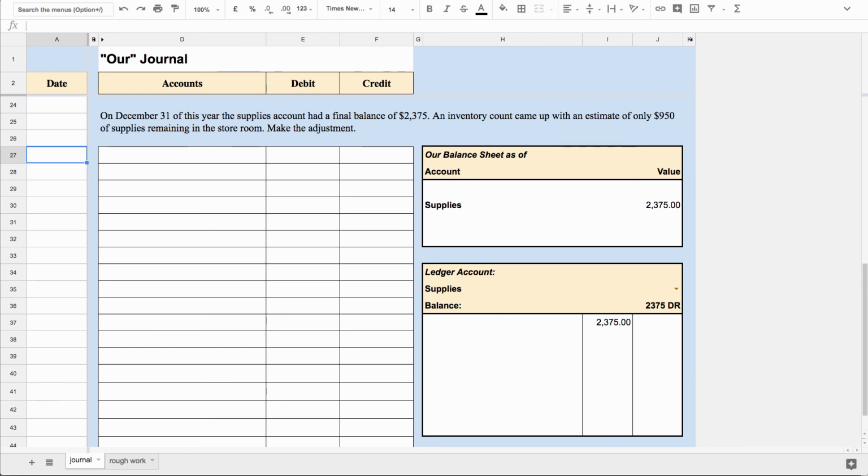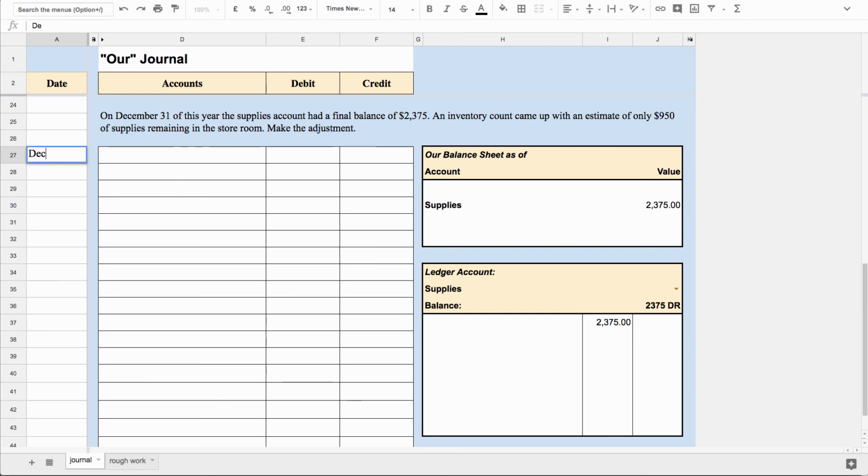Anyway, for periodically maintained accounts, this is the way you do it. On December 31st of this year, the supplies account had this much in it, which means anything that was bought, all of that, was just added to this account. So an inventory account at the end of the year came up with an estimate of only $950 left. So that's what needs to be in the account on the balance sheet at the very end of the year, because that's what we have on hand. That's our asset of supplies.